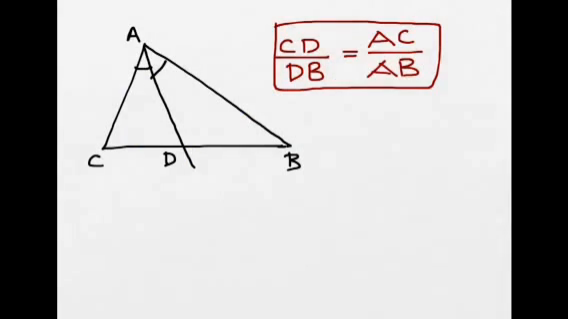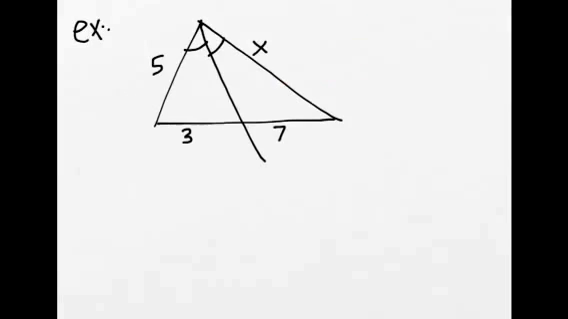Let's get started. So when you have an angle bisector, the theorem states that CD over DB is equal to AC over AB. Okay, well let's do an example.